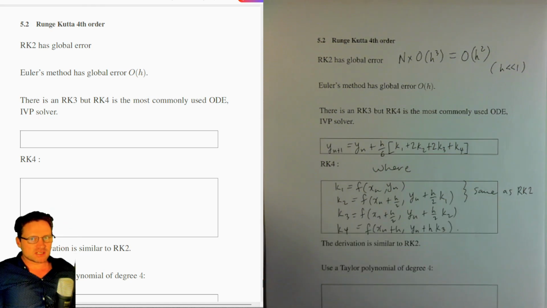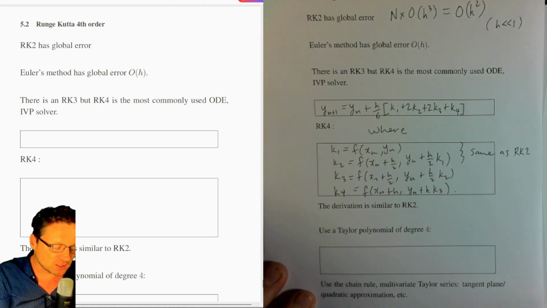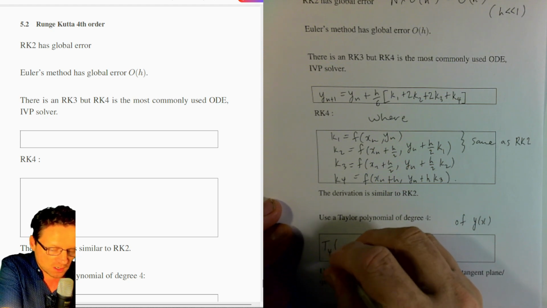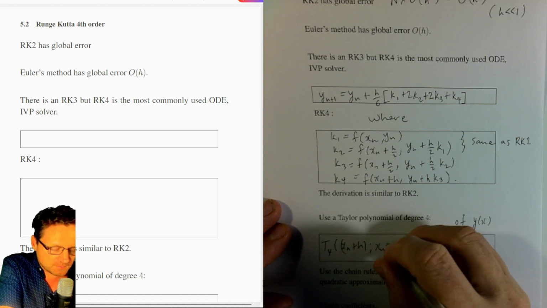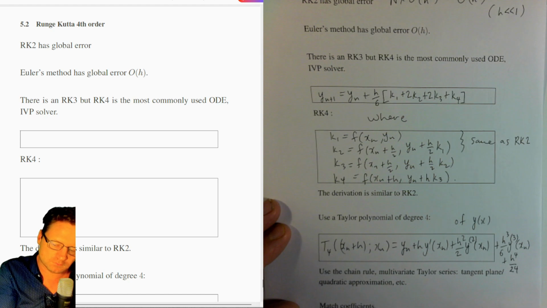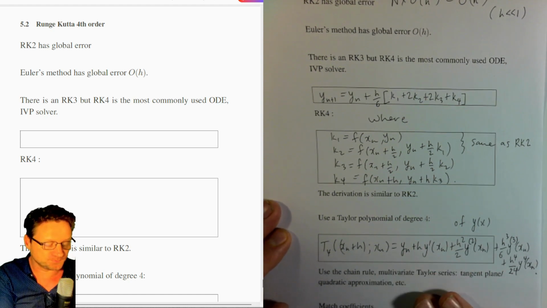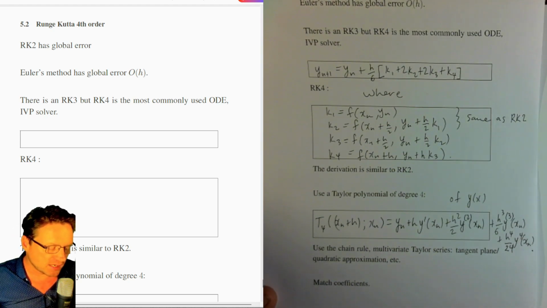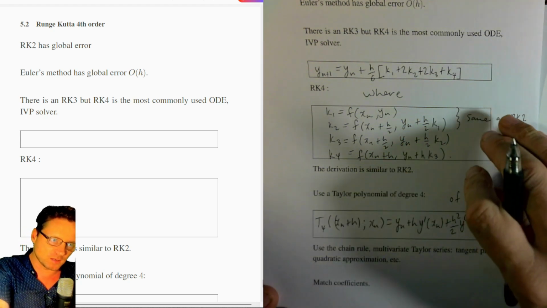So again, the derivation is similar to that of RK2. So what we do is use a Taylor polynomial of degree 4 of y of x. And so this is T4(xn + h) about xn. Okay, so here is our Taylor polynomial of degree 4. We then use the chain rule, multivariate Taylor series, tangent plane or quadratic approximation, and so on, match coefficients, and we should be able to get this.